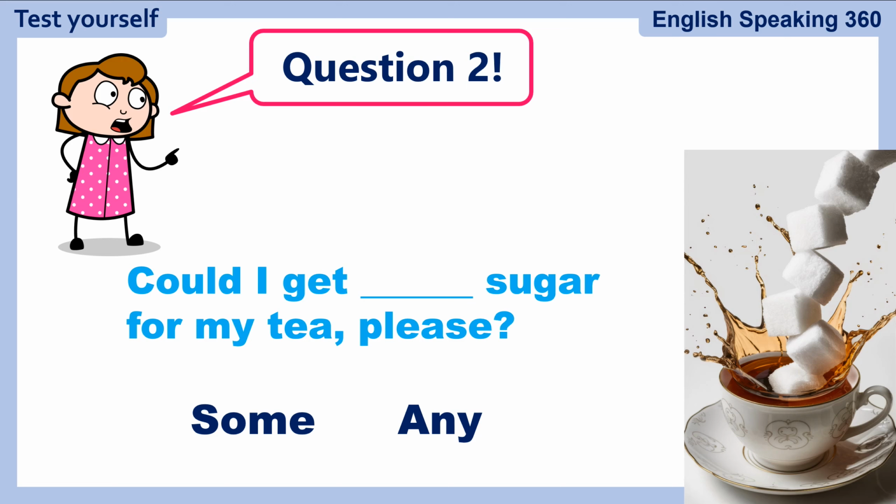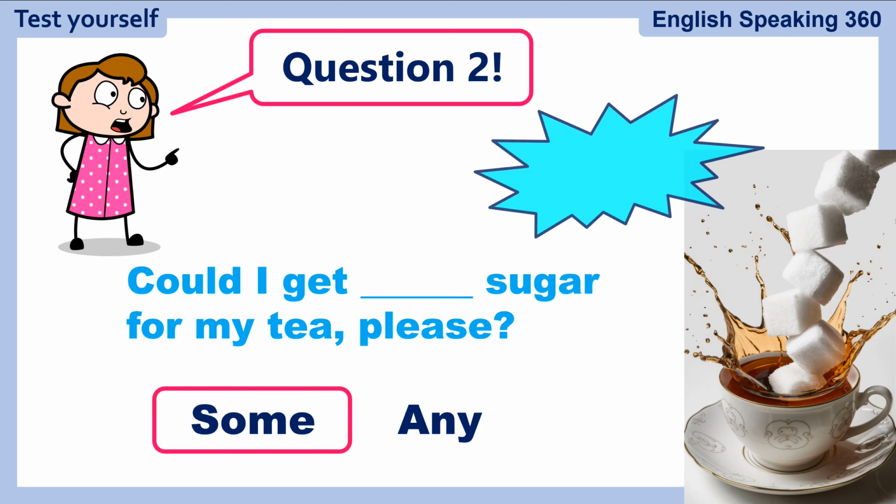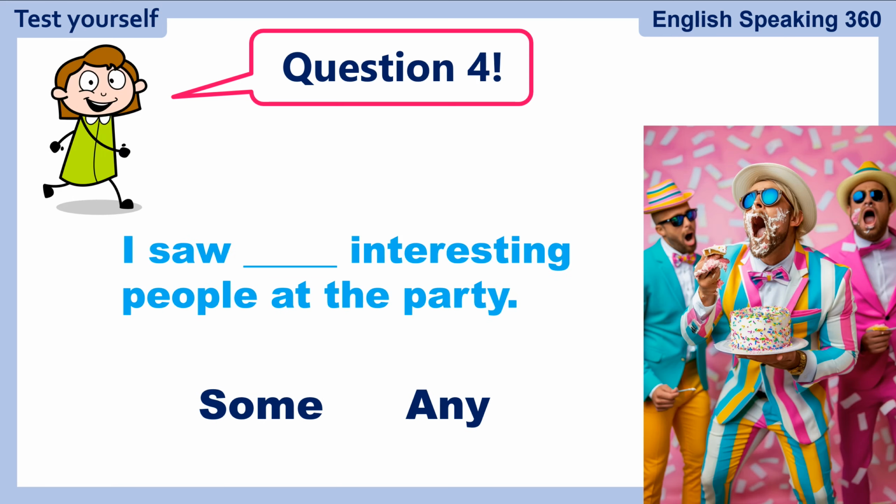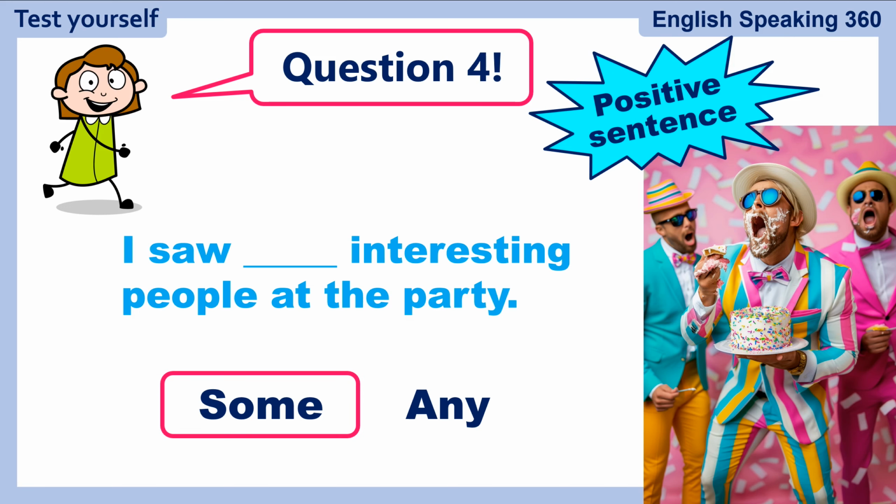Question 2. Could I get sugar for my tea, please? That's a lot of sugar. Could I get some sugar for my tea, please? It's a request. Question 3. You may sit you like. We've seen that example before, right? You may sit anywhere you like. Free choice. Question 4. I saw interesting people at the party. I saw some interesting people at the party because it is a positive sentence.